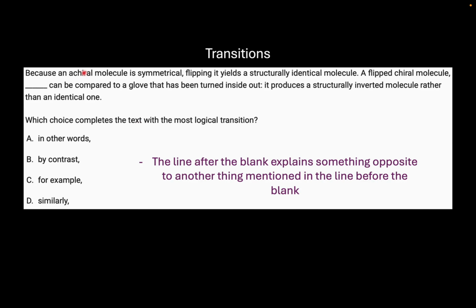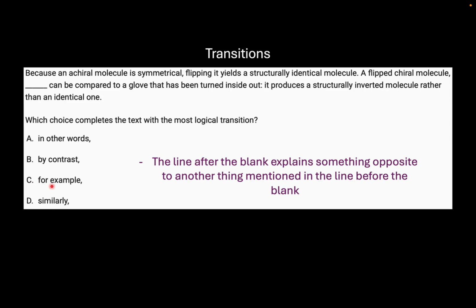So in here, the line after the blank explains something opposite to another thing mentioned in the line before the blank. So now let's look at the multiple choices. A, it says in other words. In other words means to summarize, but this is wrong because we want something that's opposite to each other, so a contrasting word. Choice B, by contrast. Yeah, this makes sense because two things are going opposite of each other. Let's check the other choices.